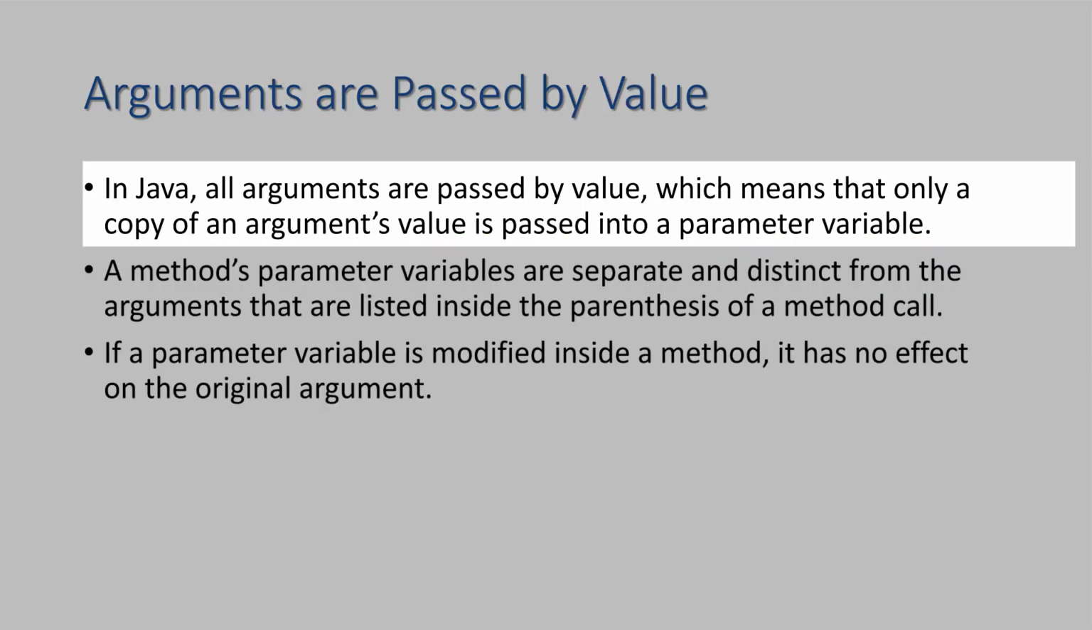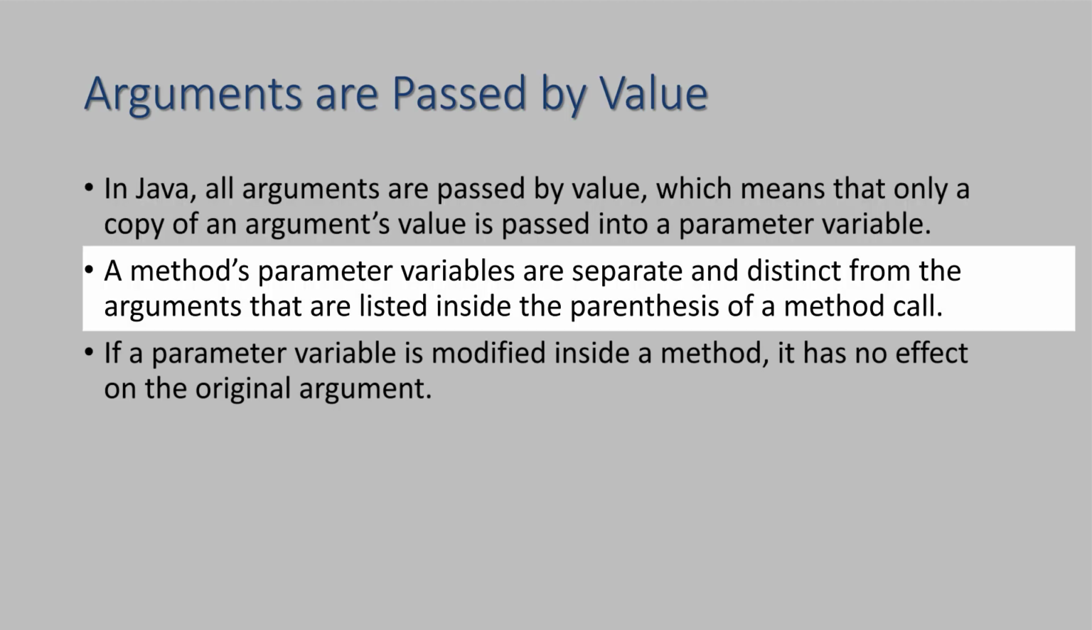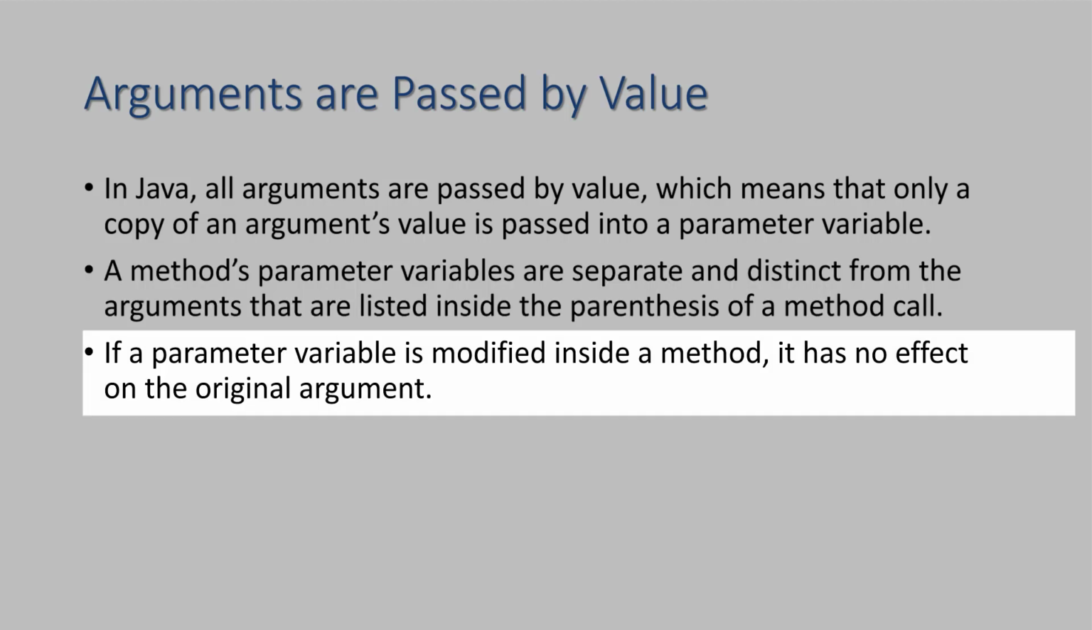In Java, all arguments are passed by value, which means that only a copy of an argument's value is passed into a parameter variable. A method's parameter variables are distinct from the arguments that are listed inside the parentheses in a method call. Arguments and parameters may or may not have the same name. If a parameter variable is modified inside a method, the original argument is left unchanged.